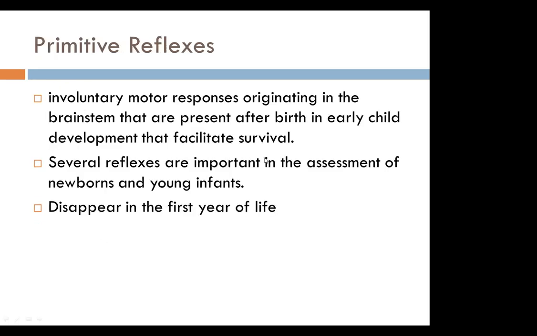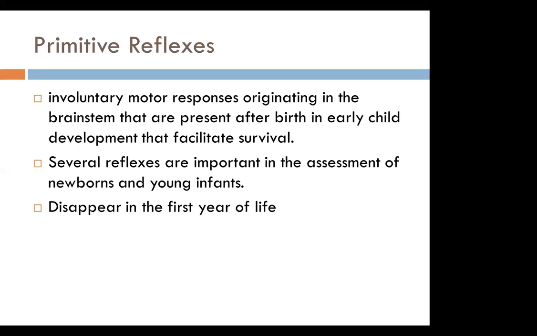So we're going to start off with primitive reflexes first. You get this in the babies. These are involuntary motor responses which originate in the brainstem, present after birth and in early childhood development. They facilitate survival. The important thing to remember is that most of them disappear in the first year of life. If they persist after 6 months, it's a cause of concern for the baby. There might be a neurodevelopmental problem.